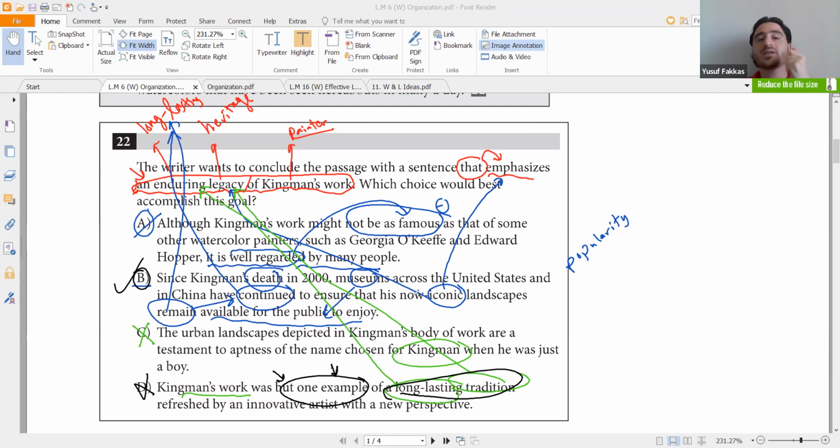Okay, guys, so here, as you can see, what I did, I read the question carefully. I know exactly what the question wants me to do. I read all the options that I have. I analyzed them, and I chose the best one that gives me what the question wants.